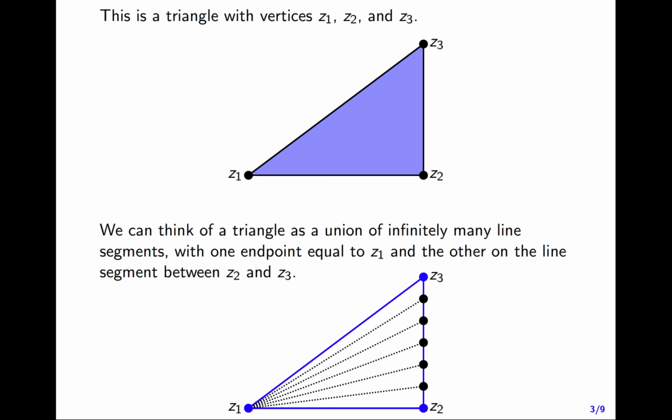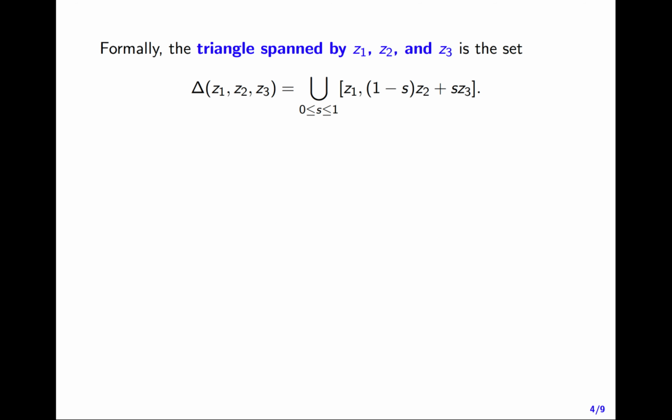That's one of these dashed or dotted lines here. Then sweep that line up and down the whole length of the line segment Z2 to Z3. And you've covered the entire triangle that I've shaded in light blue in my first picture. So triangles are just unions of line segments with very special endpoints.